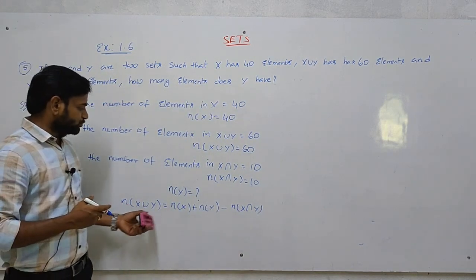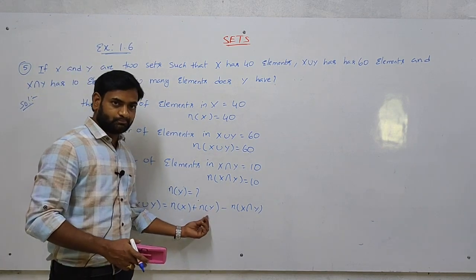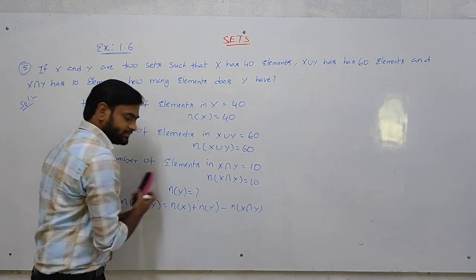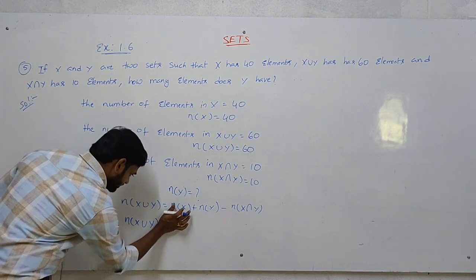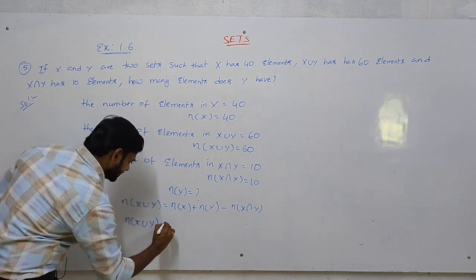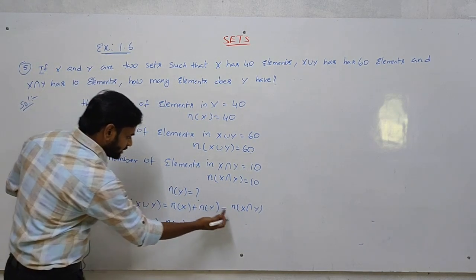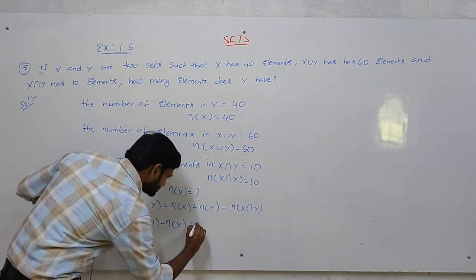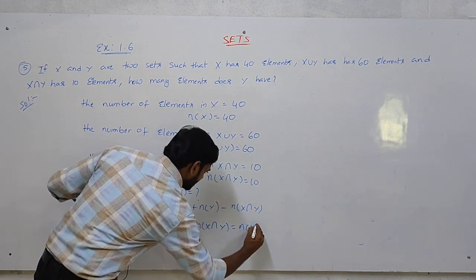Now, out of these four terms, we have to find the term n of Y. So keep this one here. Send these remaining terms to this side. That is, n of X union Y is equal to, send this one to this side, so it is minus n of X. Next, this minus is there; if you send it to this side, the sign will be changed, that is plus n of X intersection Y is equal to n of Y.